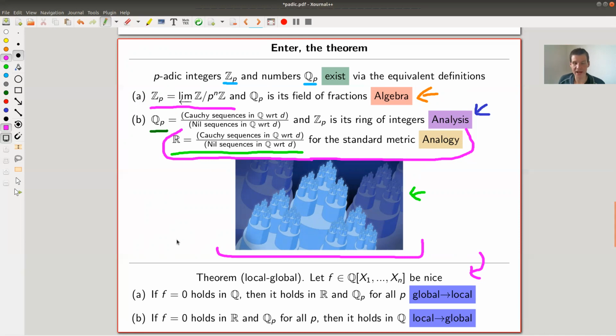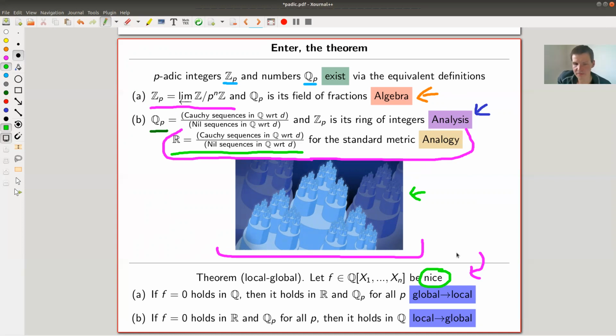Anyway, so let's go to the theorem. It's sometimes called the local global theorem. I don't want to go too much into details. The crucial thing here is that I'm not really precise about what I mean by nice. But the idea is the following. It's a local global principle. You want to solve a polynomial equation over the rational numbers, because that's what mathematicians have done for 2,000 years, like Diophantine equations. You want to solve them over the rational numbers.